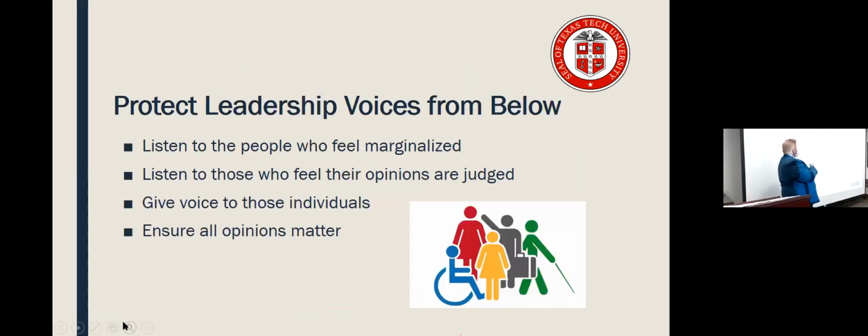The last one is protecting leadership voices from below. As we begin to work on some of these challenges and issues in communities and businesses, you may have individuals who are not at the table, who are not in the meetings where some of these decisions are being made. So you have to be willing as the leader to step up and voice some of the things you might hear from these individuals. Listen to the people who feel marginalized, who feel like they don't have a seat at the table. Listen to those who feel their opinions are being judged.